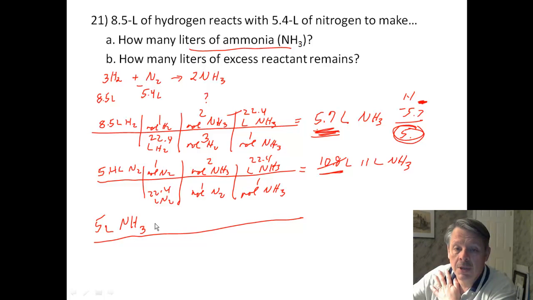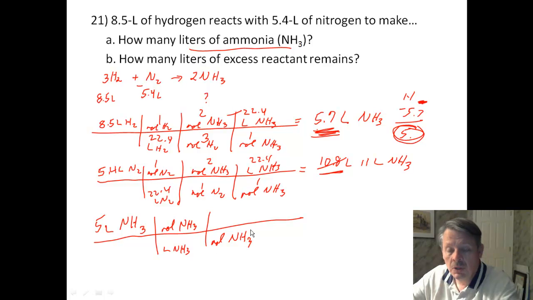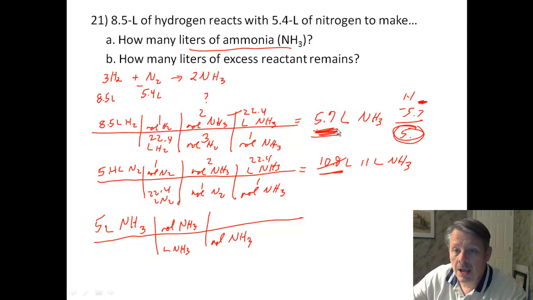So now we have to work our way backwards from liters of NH3 back to moles of NH3. And then we have to go from moles of NH3. Let's stop for a second. We ran out of hydrogen, so that means we have nitrogen left over, so we have to work our way back to moles of nitrogen, because that's what we had in excess. And then we have to get rid of moles of nitrogen and go to liters of nitrogen.